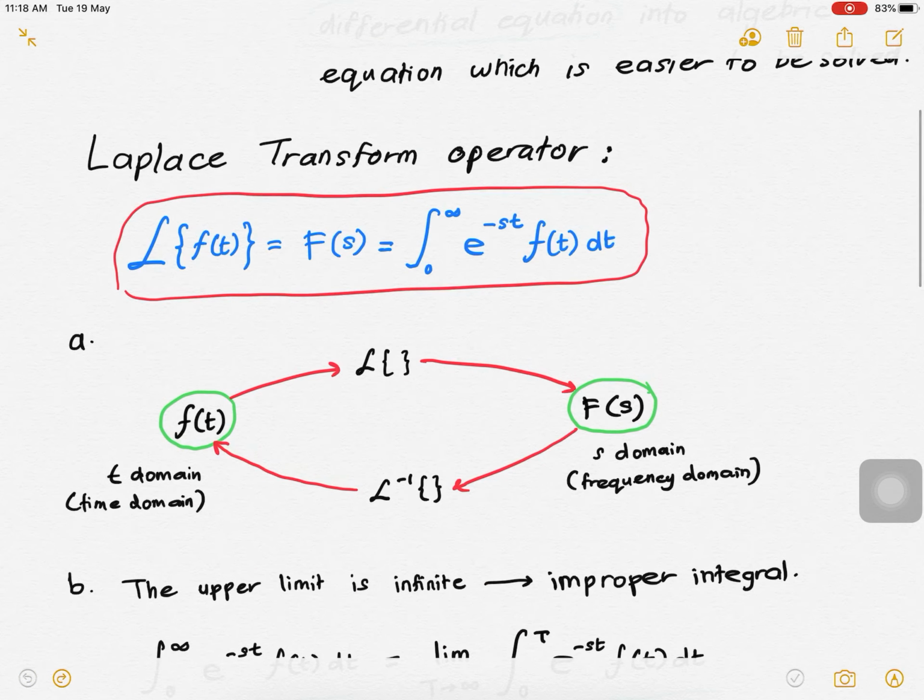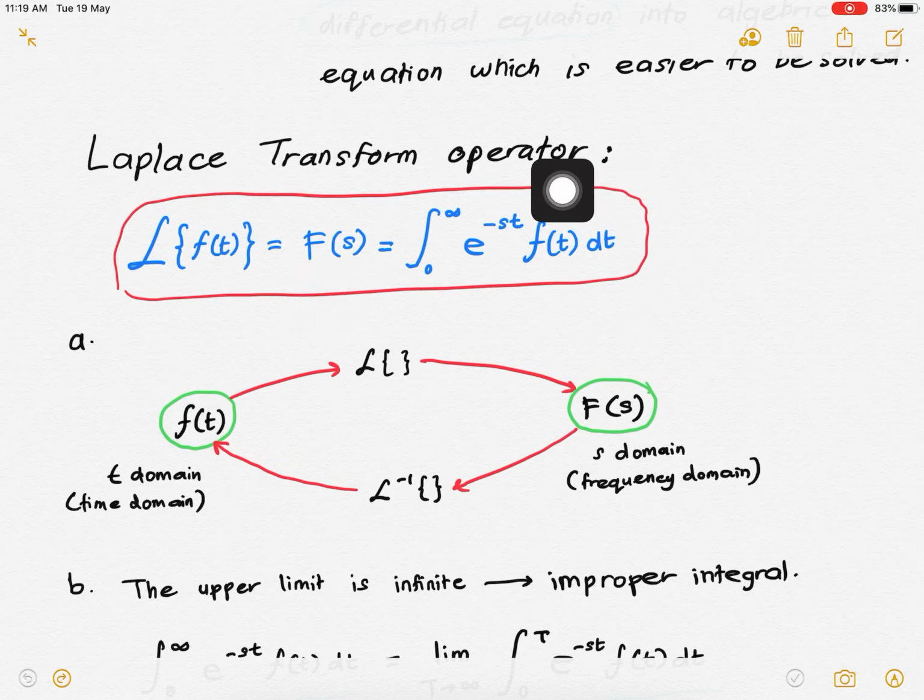So this is the Laplace transform operator denoted by this L. When we transform, we usually use small f for the t-domain function, and after the transformation, we will use big F for the function in the S domain.